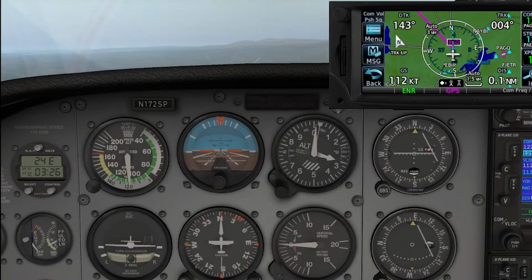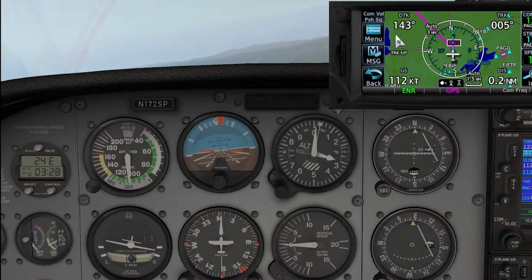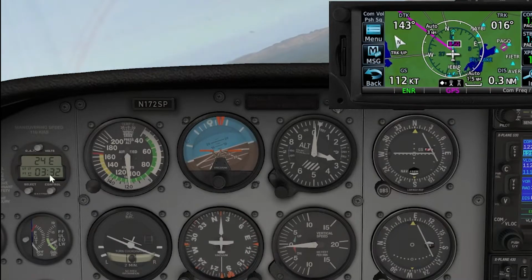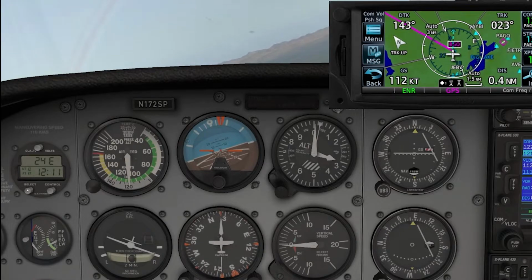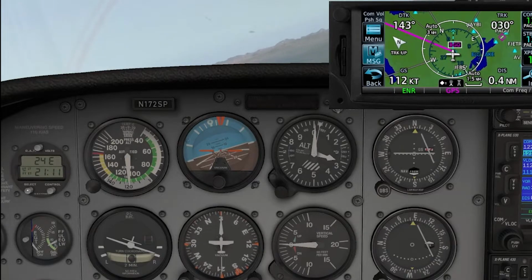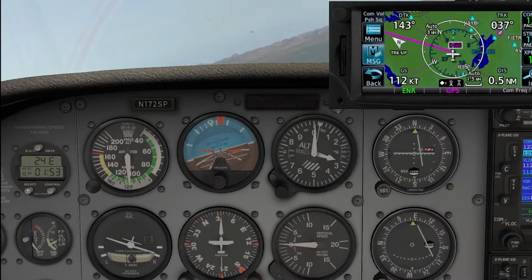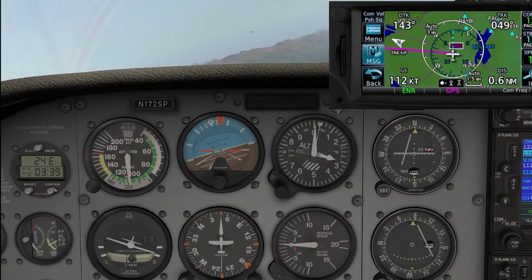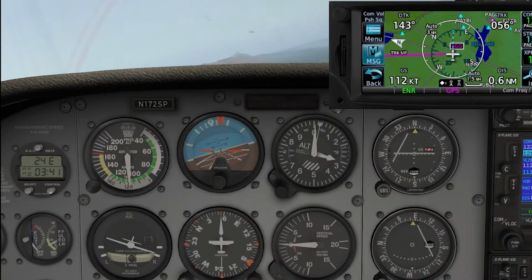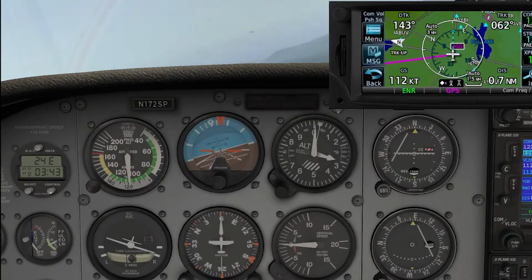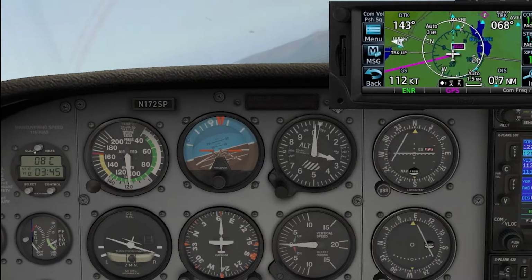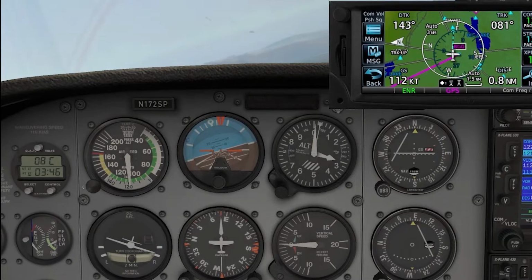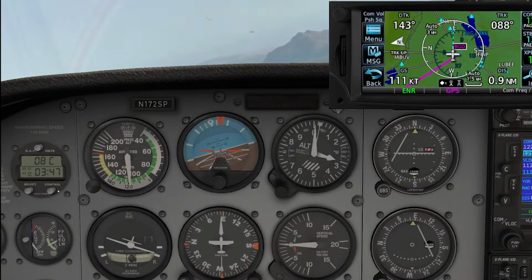About here, that's when you start your turn and start the timer, 331. So 341, 431. Trying to see if I can restart. Not sure how to restart it on this thing. But once your wings are level, that's when you start your timer to be one minute outbound.